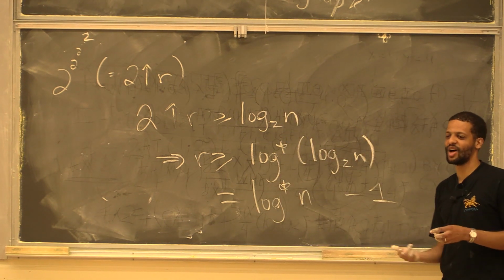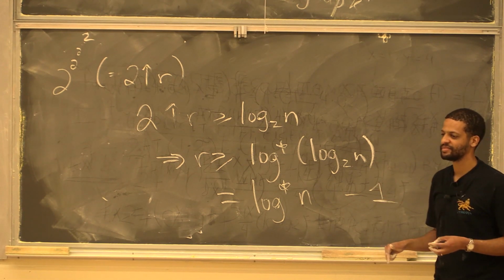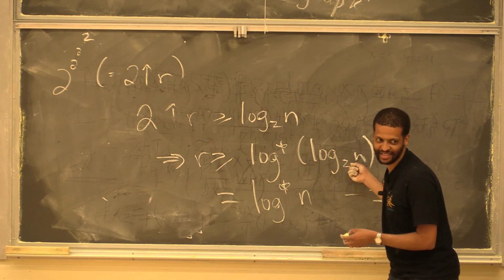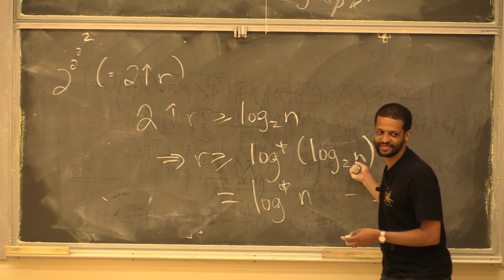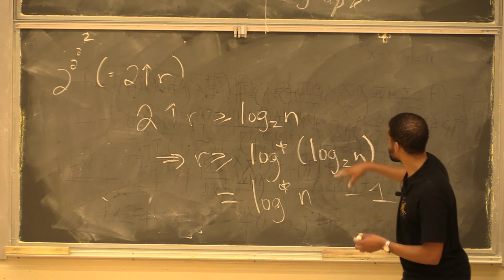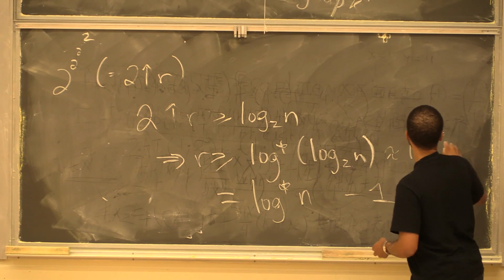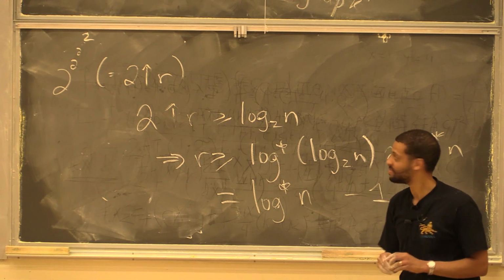Because the definition of log star is how many times do I have to take log before I get down to 1? Well, the very first time I take log of n, I'm at log n. So now log star of that is just 1 less. So basically, this is roughly log star n. So the number of groups here, I'm partitioning the ranks into log star n groups.